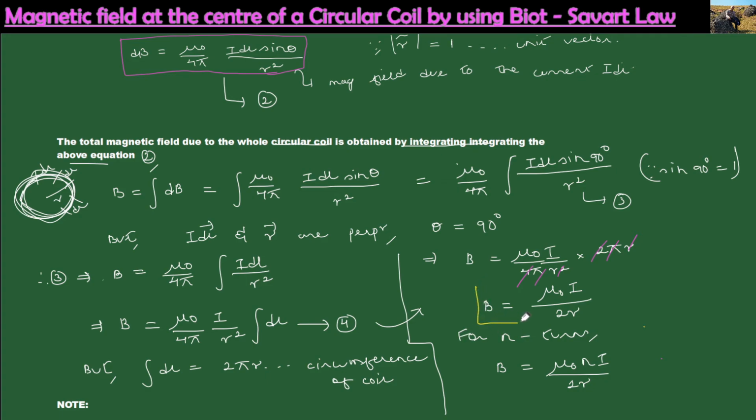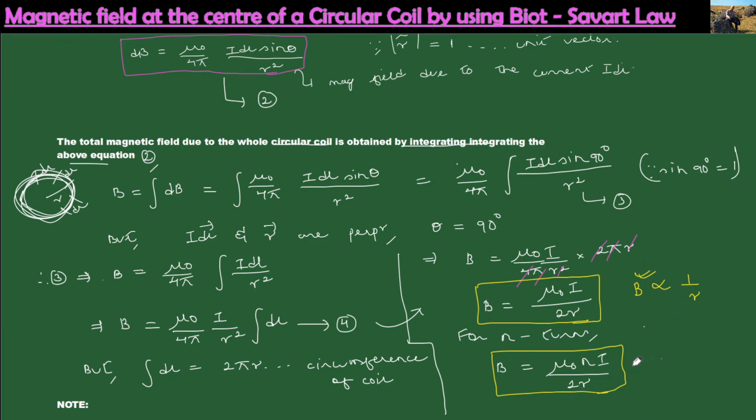Magnetic field at the center O of the circular coil is inversely proportional to R, under the condition that I is the current. That means if R is large, B will be small, and if R is small, B will be large. So that is the main idea that we need to know.